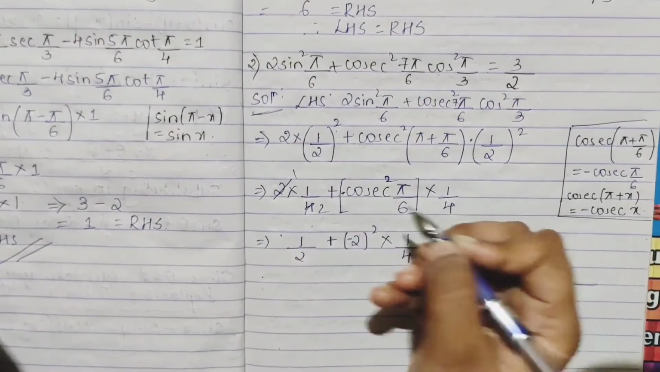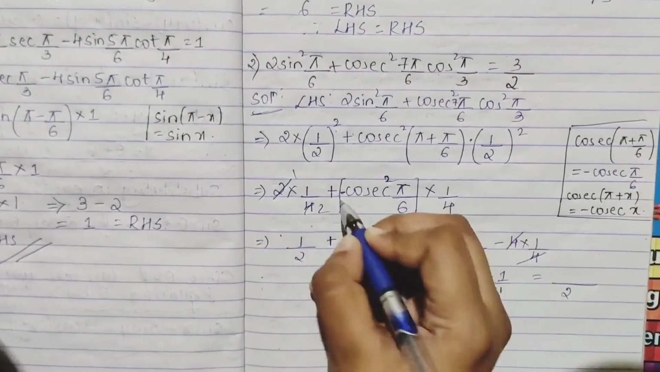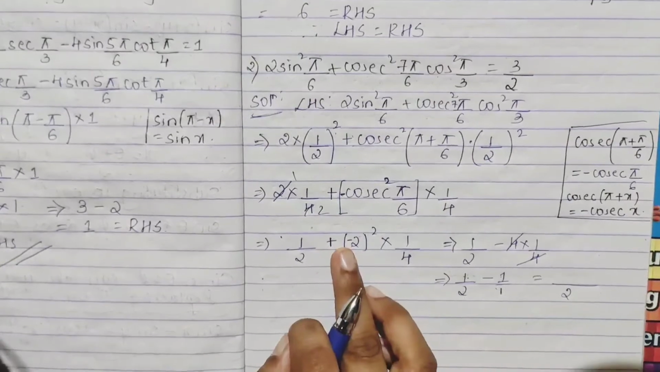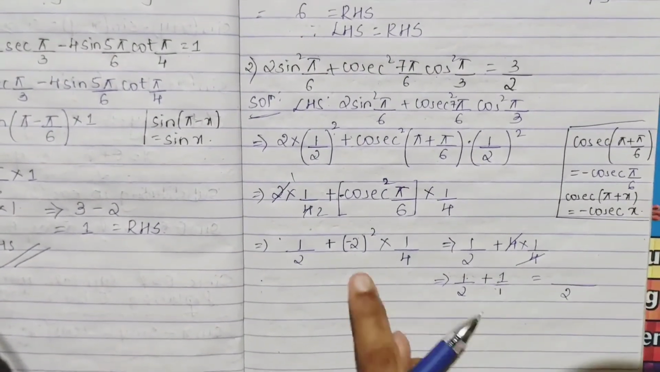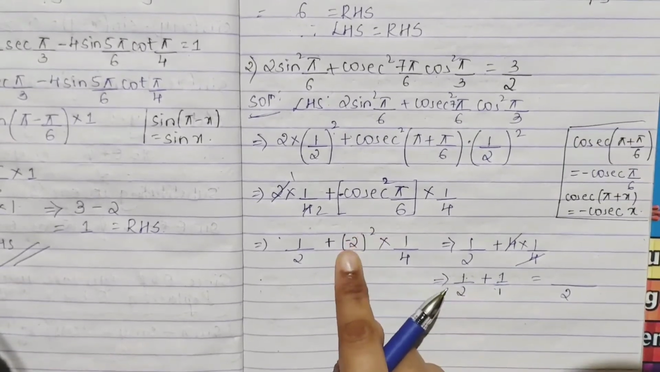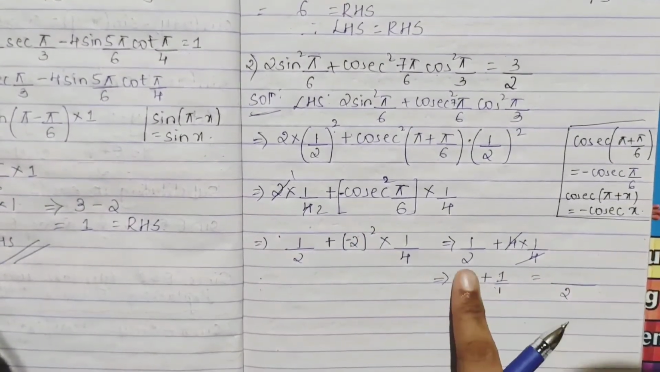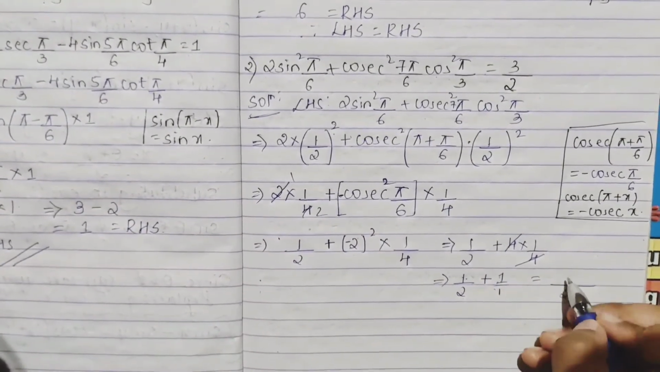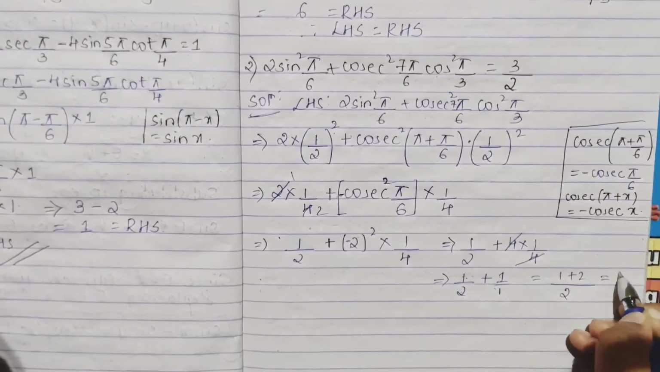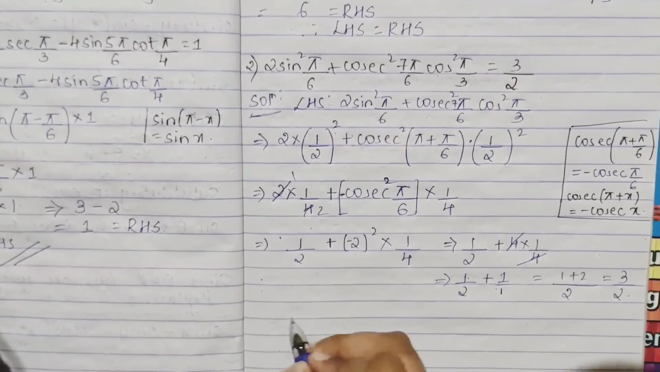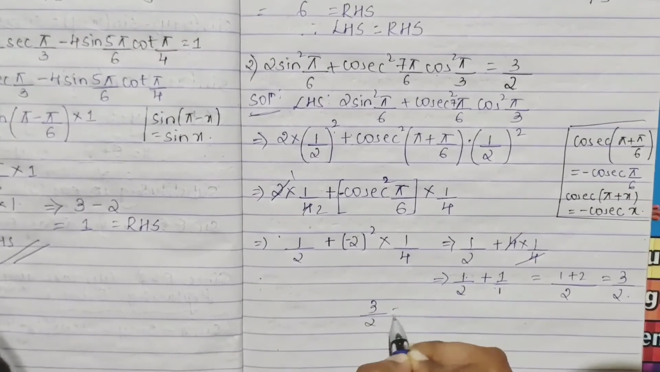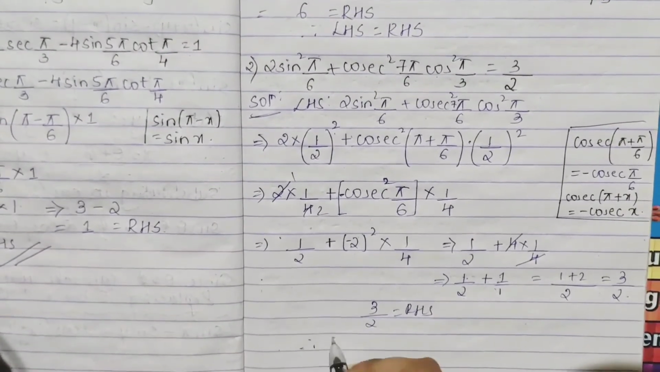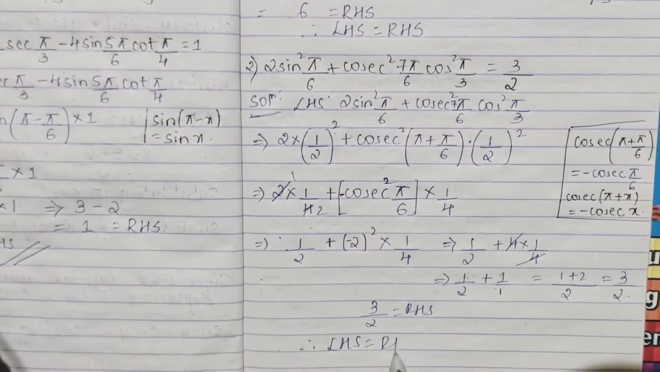Okay, if you want you can write here minus, or directly you can write, because you should understand that. So here you will get plus only. Minus 2 square is your 4 only, so 4 ones are 4, so you get 1 by 2 plus 1, so it will be 1 plus 2, which you get 3 by 2. So you're getting 3 by 2, which is your RHS. Therefore LHS is equal to RHS.